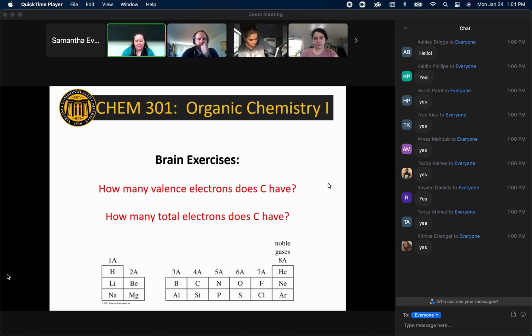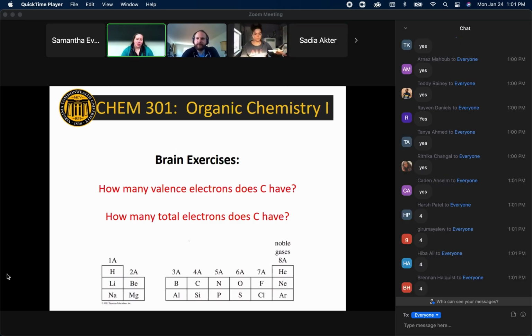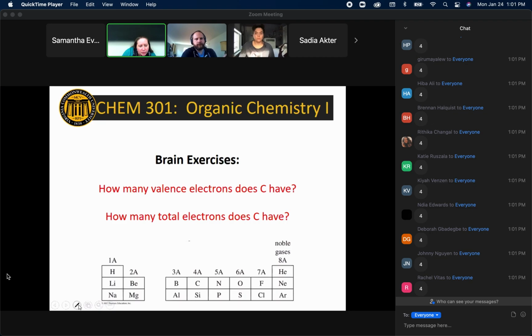Okay, so how many valence electrons does carbon have? 4. 4, perfect. That is exactly right. There are 4 valence electrons in carbon. We know because we can read it right off of the column of the periodic table. Let me get my laser pointer going. Here in column 4A is where carbon is, so it has 4 valence electrons.